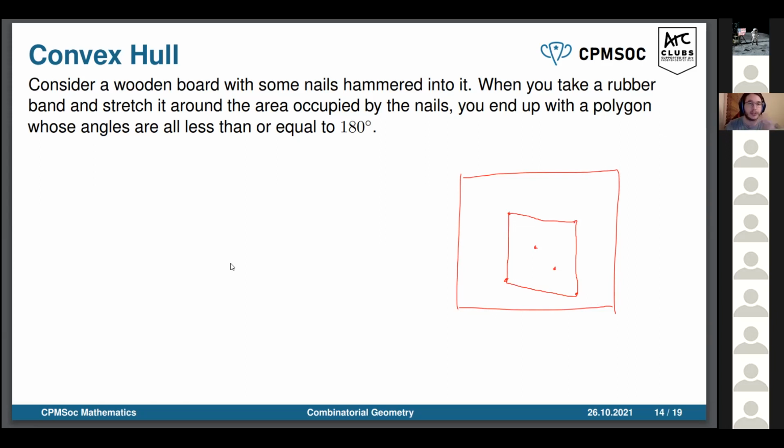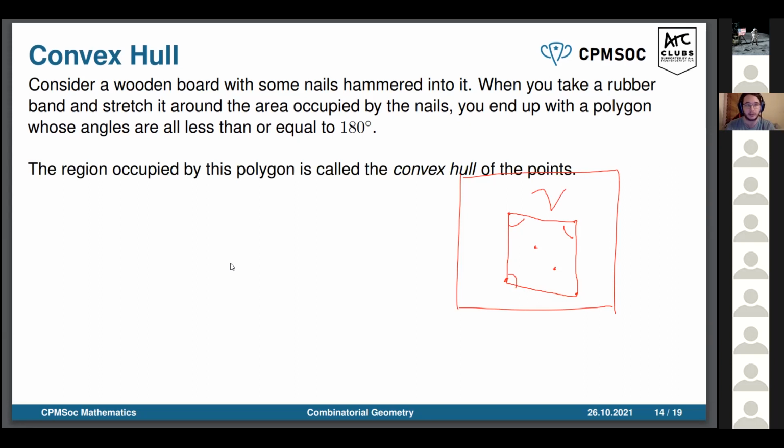So this is a convex shape, effectively, which means that all of the angles on the outside here, none of them exceed 180 degrees, because otherwise you would have your rubber band dip in and then come back out, and that's impossible, right? So this is the idea behind a convex hull, right? So the region occupied by this polygon, this part here, is called the convex hull of the points, right? And there's a few different ways you can define this.